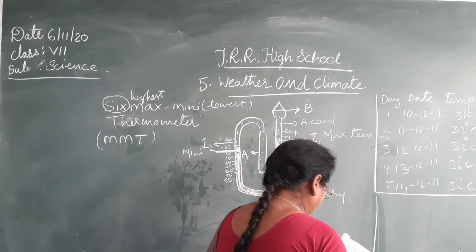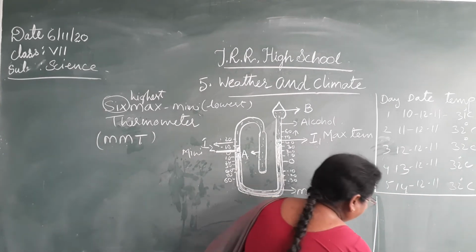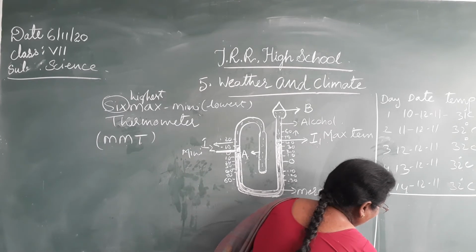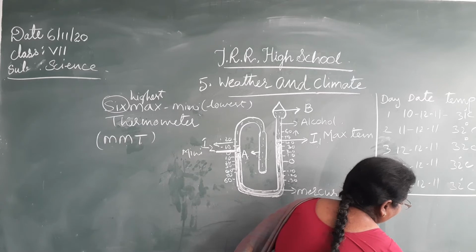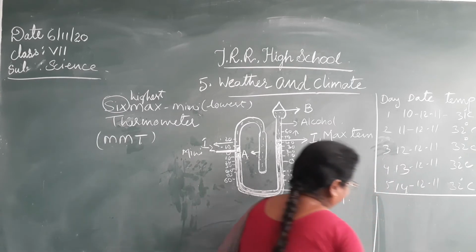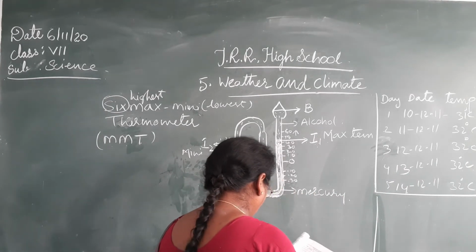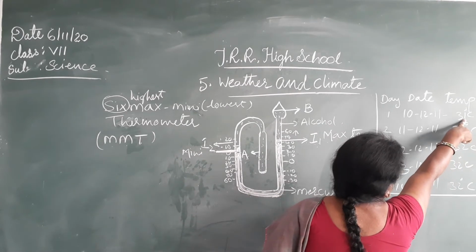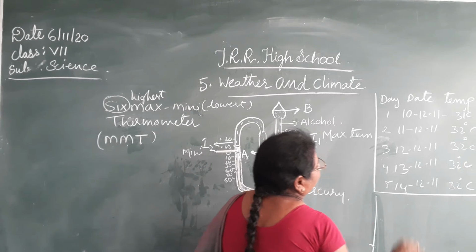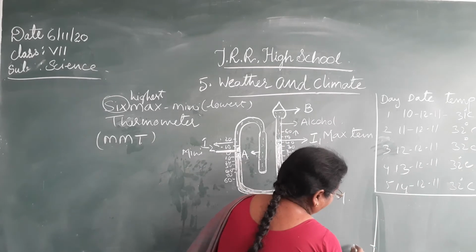Here, right from day 1, day 2, 3, 4, 5 days. Okay, 5 days you have to write. Now here, start with 31 degrees, which is the given temperature. You have to decrease 0.5.